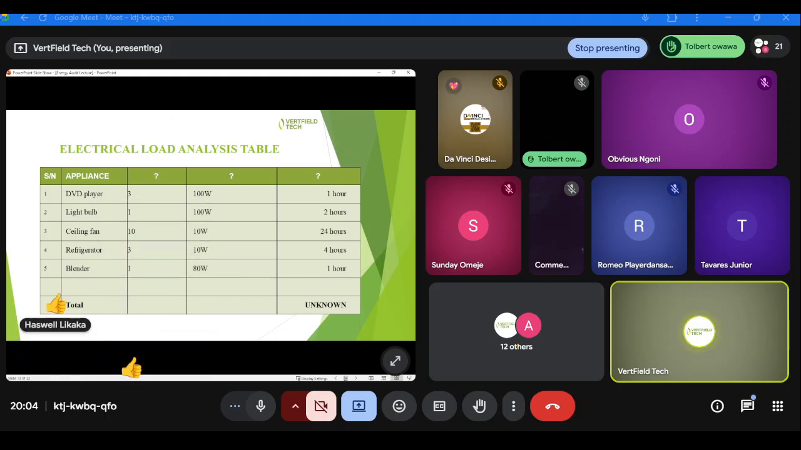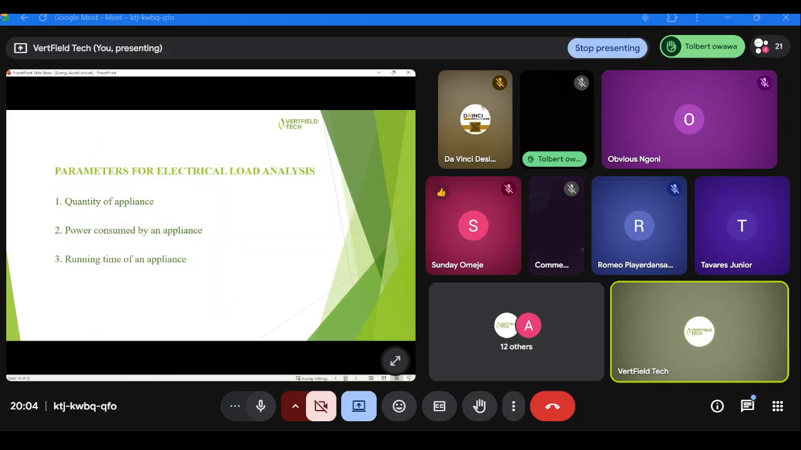Don't be tired. This is the most interesting part of all of these things we are discussing, and it is the main reason why you are here for tonight's class. Okay, so let's get down to it. So, parameters for electrical load analysis. What are the parameters for electrical load analysis?